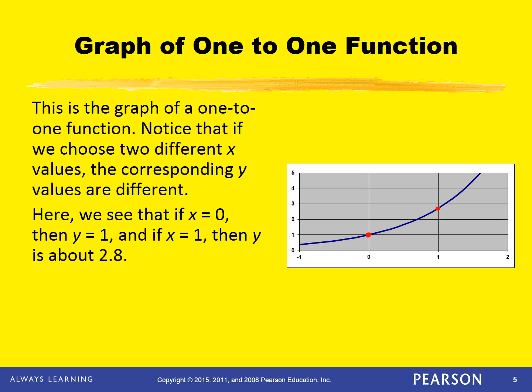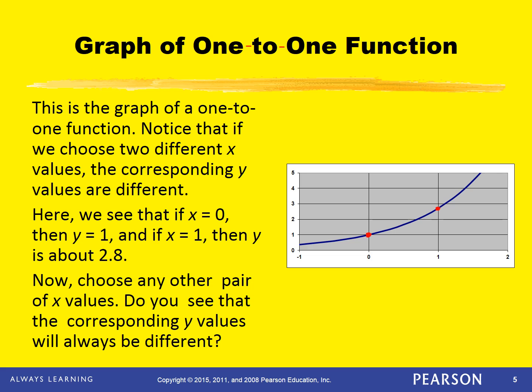If you draw any vertical line, and we see two of them on this grid, it's only going to have one point of intersection with the graph. And so it is a function, but we're claiming something more for this particular one, that it's going to be one-to-one.